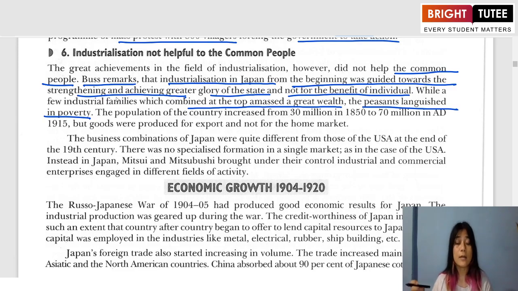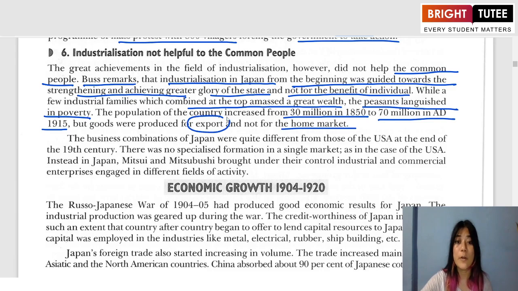The peasants were pushed to poverty and miseries. Now, the population of the country increased from 30 million in 1850 to 70 million in 1950. But the goods that were produced by Japan were not meant for the home market.